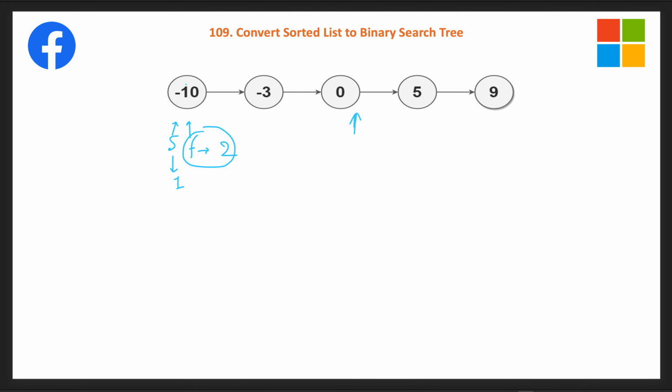So if we go through it, slow is here initially and fast is also here. Then in the first iteration, slow will go over here and fast will be over here. In the second iteration, slow will come over to this node and fast will be over here. Then after that, our loop will terminate because fast.next is null over here. So now we know the middle of the list.